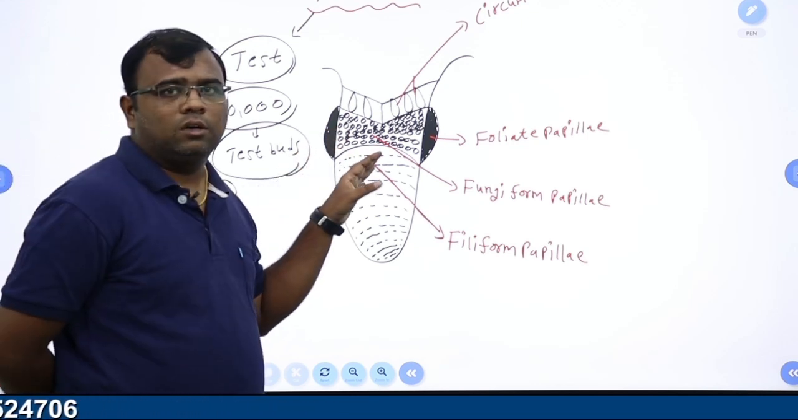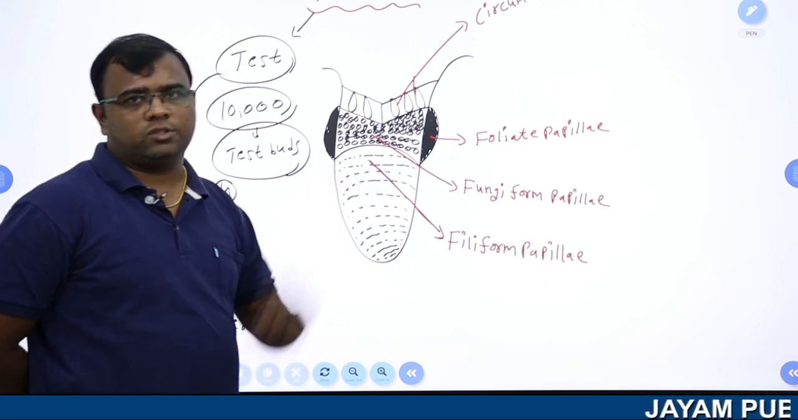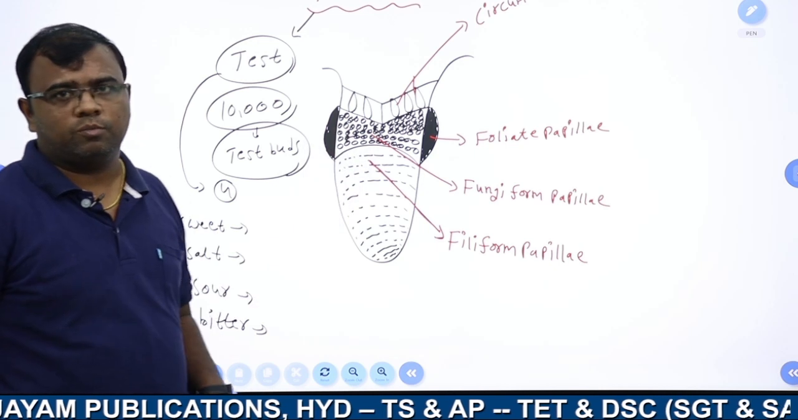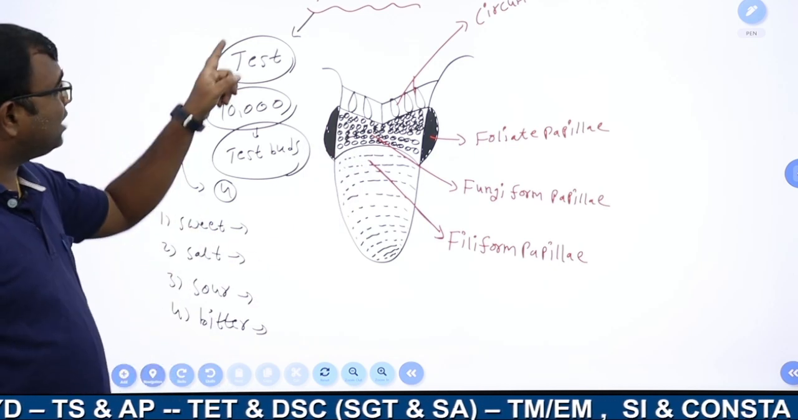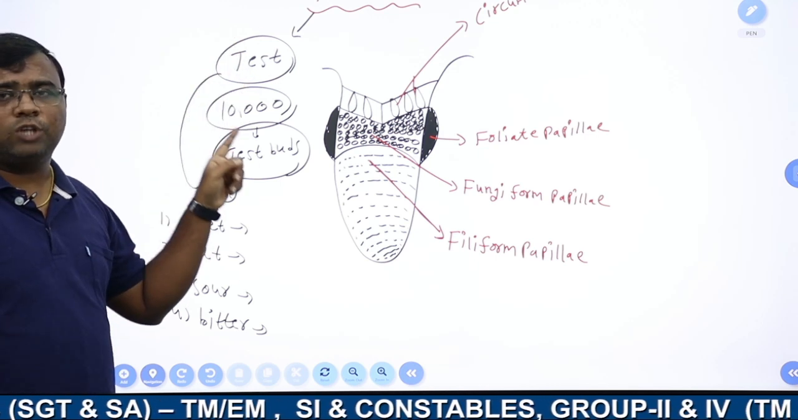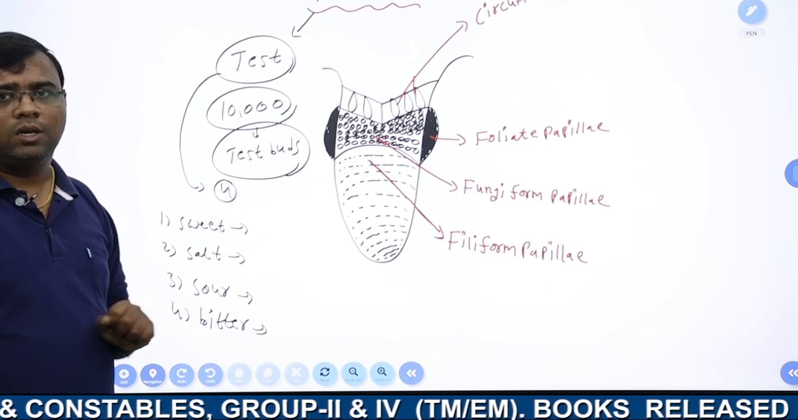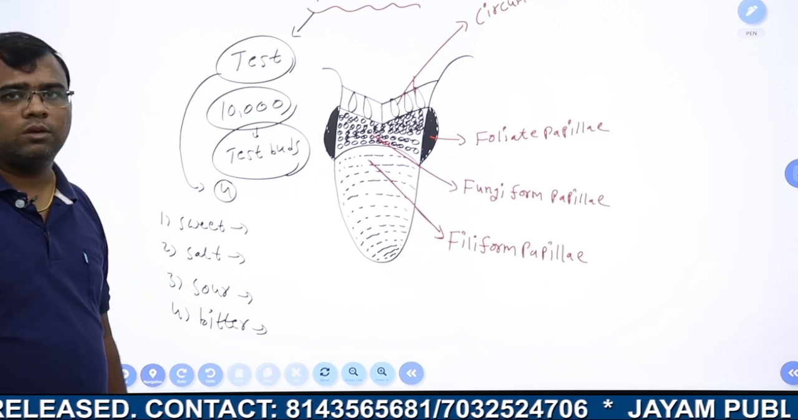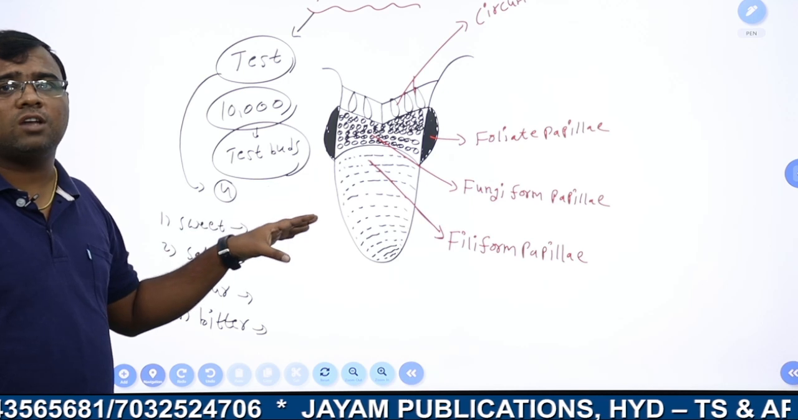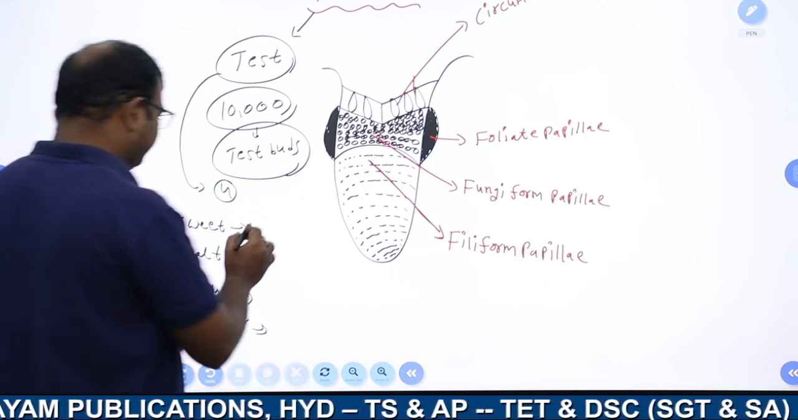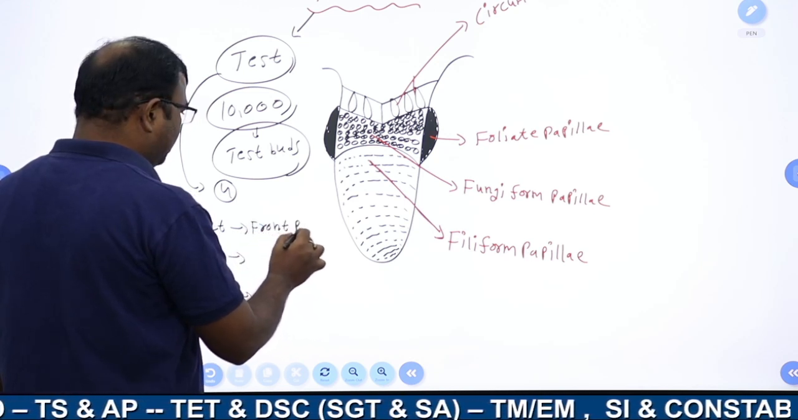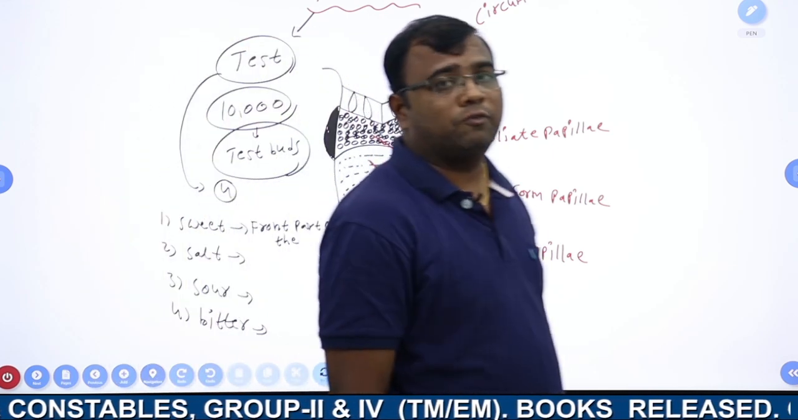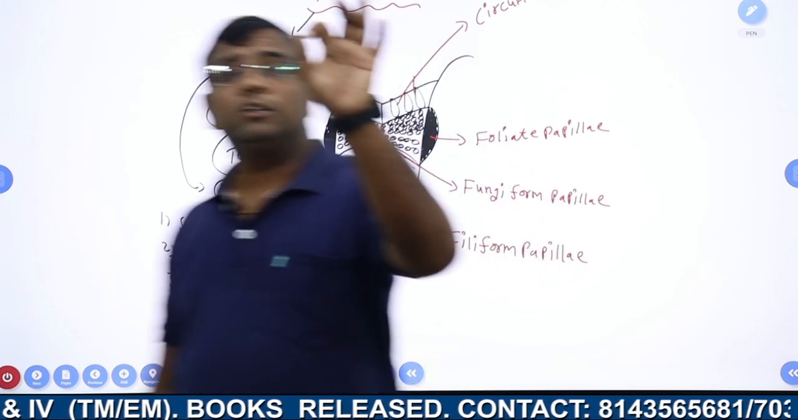In the structure of the tongue, which part identifies taste? The tongue is used for identification of taste. Ten thousand taste buds are present on the tongue. The tastes are 4 types: the first one sweet, the second one salt, the third one sour, the fourth one bitter. Sweet is identified by which part of the tongue? The front part of the tongue is identified by sweet.